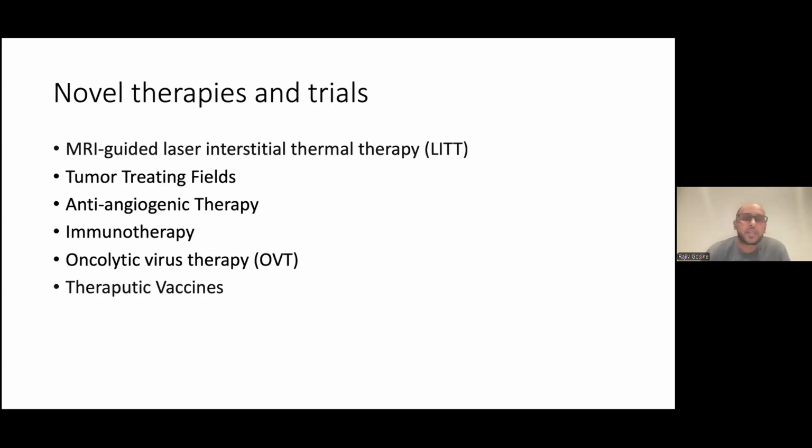In terms of novel therapies and trials, there are a bunch of different methods that have already been in use and are still being evaluated. And these include MRI-guided laser, tumor treating fields, anti-angiogenic therapy, immunotherapy, oncolytic virus therapy, and therapeutic vaccines.